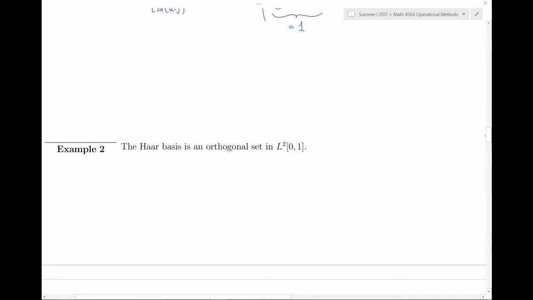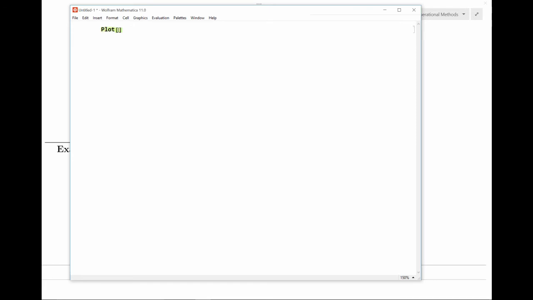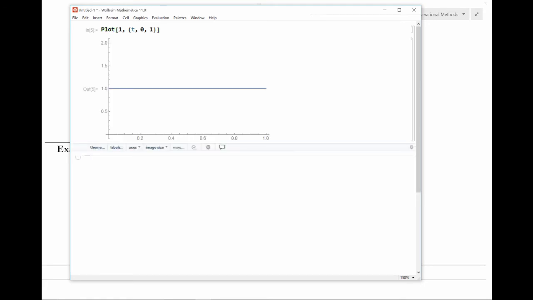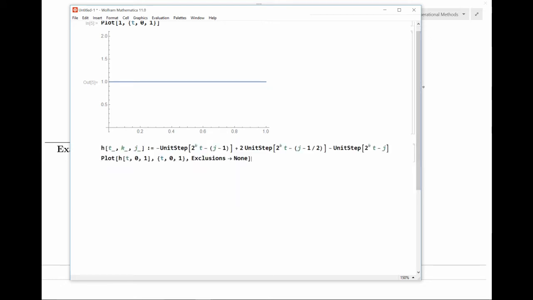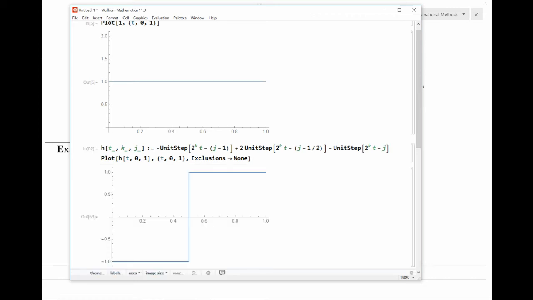Let's look at yet another example of a Haar basis. What is a Haar basis? Well, in order to show you, I would rather use Mathematica. The first function is just 1 on the interval from 0 to 1. The second function is slightly different. The second function is going to be a step down to -1, then in half of the interval steps up to +1. Let me give you a plot of this function.